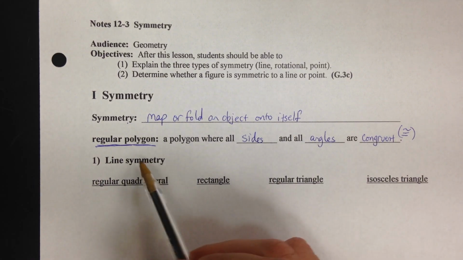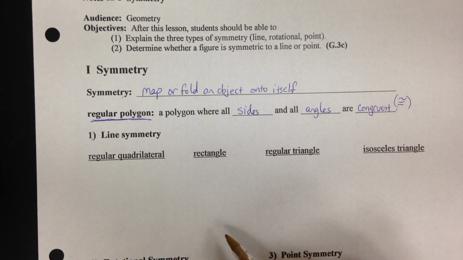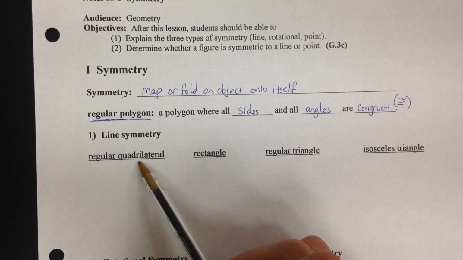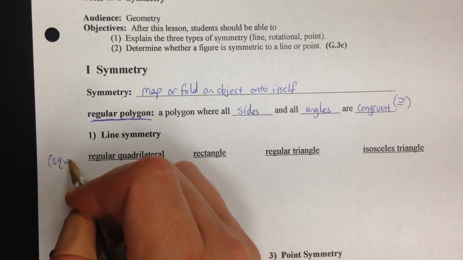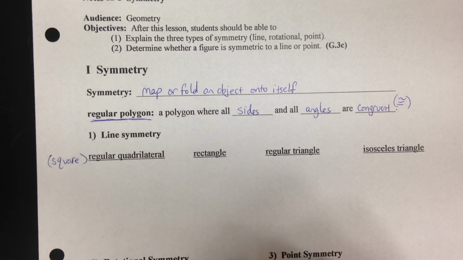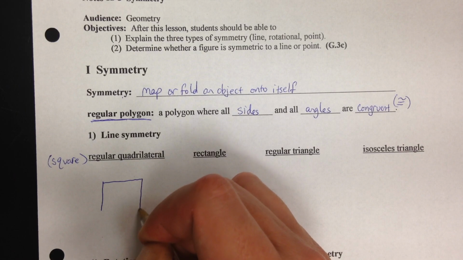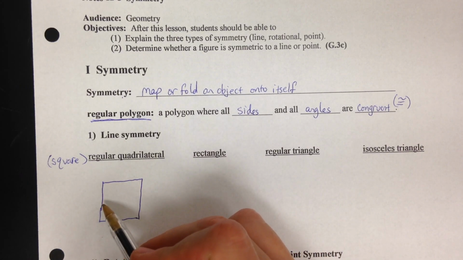Okay, so there are three types of symmetry. The first one is called line symmetry. If you have a regular quadrilateral, what that means is that you have a four-sided figure, but all the sides and all the angles are the same. They're all congruent. So in other words, the name for that is a square. So by saying regular, you can assume that has to be a square because a square has four congruent sides, four equal sides, and also four equal angles.